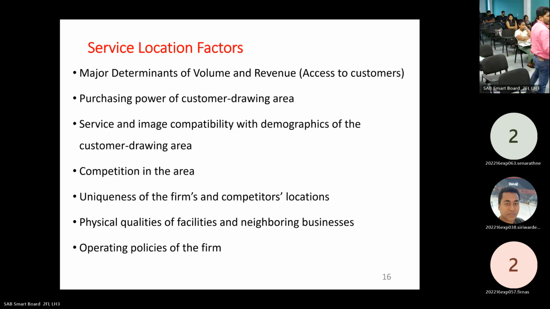For services, slide number 16 gives you a list of factors which are in general relevant for services. Mainly it is a market-driven decision. Major determinants of sales volume and revenue are crucial for service location. Easy access is the main concern: supermarkets, banks, restaurants, hospitals, salons, service centers, all depending on easy access to customers.